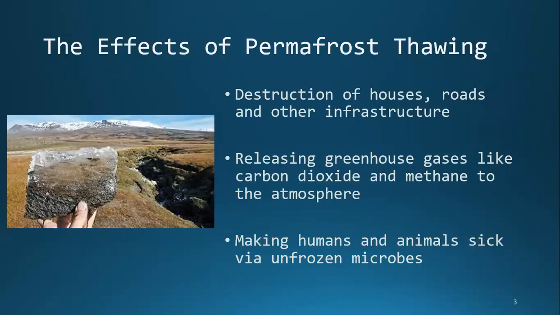For instance, many northern villages are built on permafrost. When permafrost is frozen, it's harder than concrete. However, the thawing process can destroy houses, roads, and other infrastructure. Permafrost melting also causes the release of greenhouse gases like carbon dioxide and methane into the atmosphere. In addition to that, when permafrost thaws, so do ancient bacteria and viruses in the ice and soil. These newly unfrozen microbes could make humans and animals very sick.